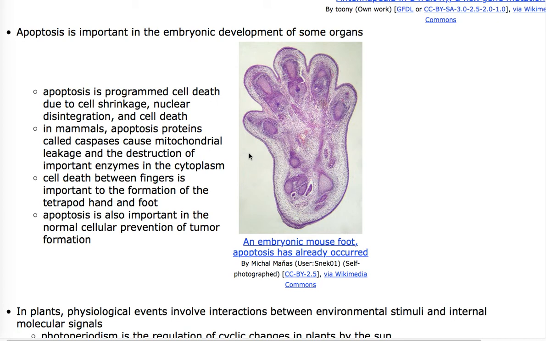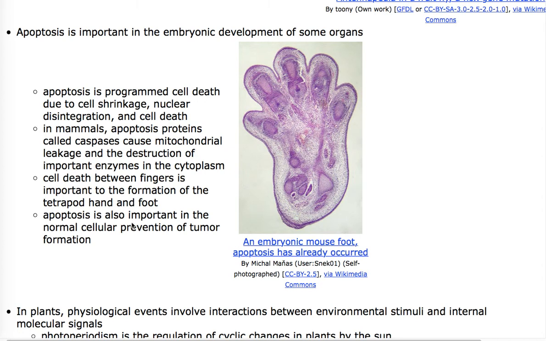Instead, your hand developed as a paddle, and then you programmed the cells in between the fingers and between the fingers and the thumbs to just die. And when they did, that left 5 separate digits on your hand. So apoptosis is programmed cell death due to cell shrinkage, nuclear disintegration, and cell death. In mammals, apoptosis proteins called caspases cause mitochondrial leakage and the destruction of important enzymes in the cytoplasm.